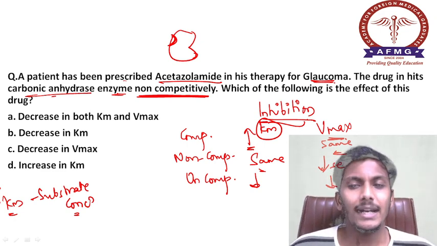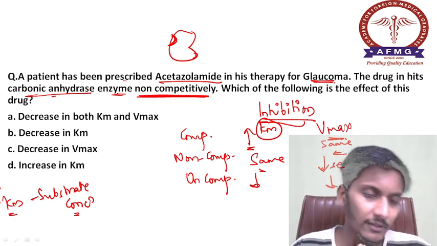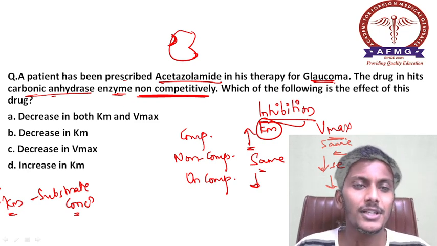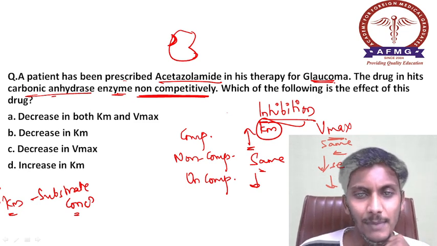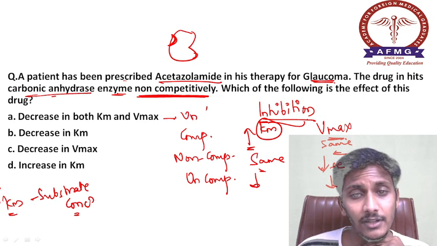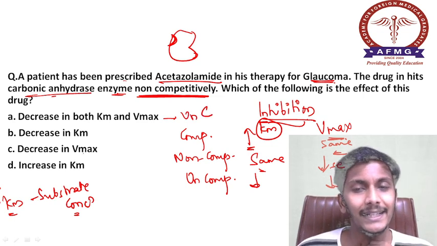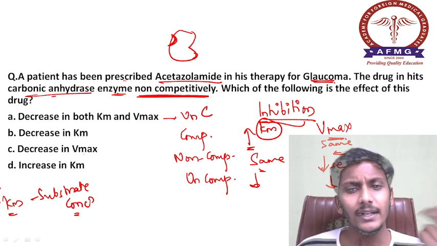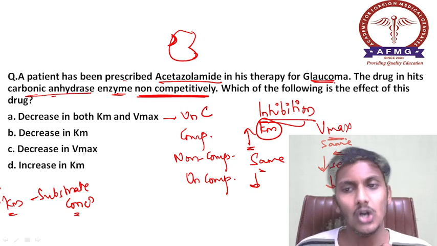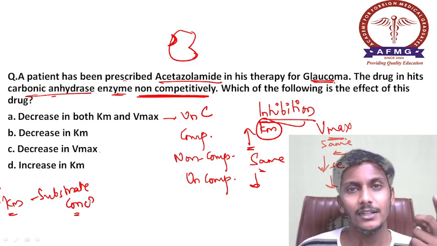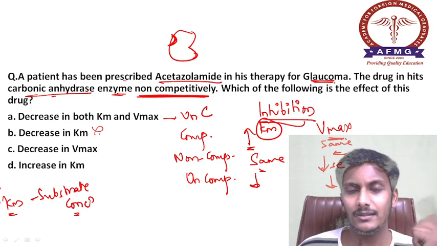So let's see. They are asking about non-competitive inhibition, and the options are option A, decrease in both Km and Vmax. This is seen in uncompetitive inhibition. Option B, decrease in Km. Decrease in Km is not seen in non-competitive, right? Km decrease करके फायदा ही नहीं है.